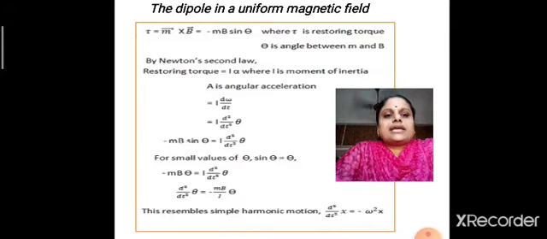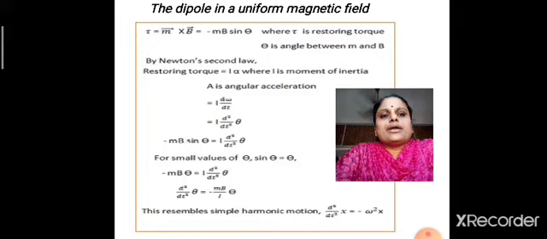By Newton's second law, we know restoring torque is equivalent to I alpha, where alpha is the angular acceleration. Replacing alpha by d omega by dt, where omega is the angular velocity, and again replacing omega by d theta by dt, where theta is the angular displacement, we get restoring torque is equivalent to I into d square theta by dt square.